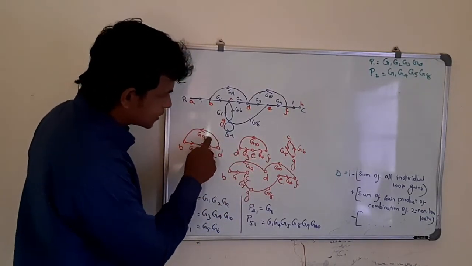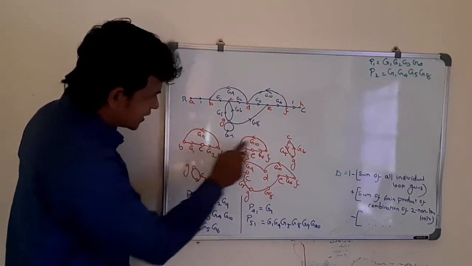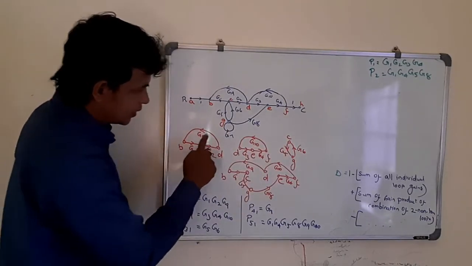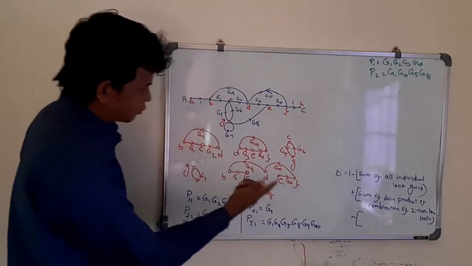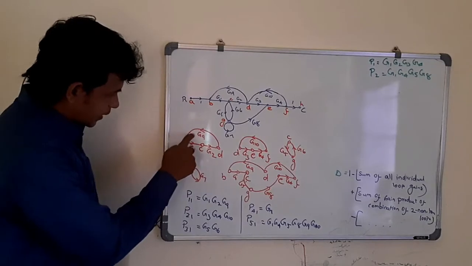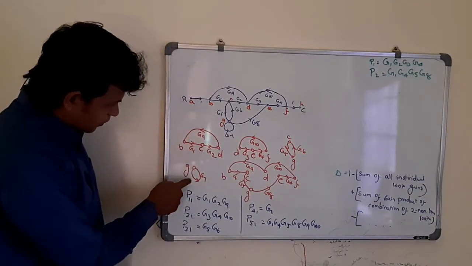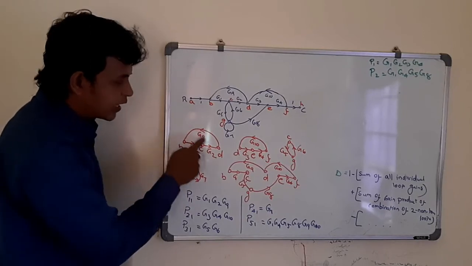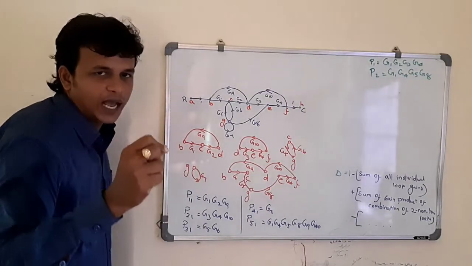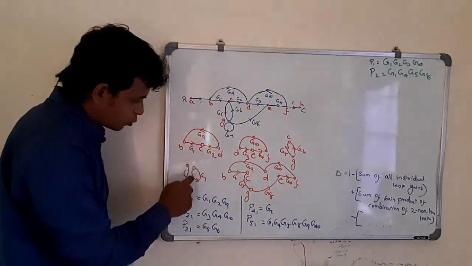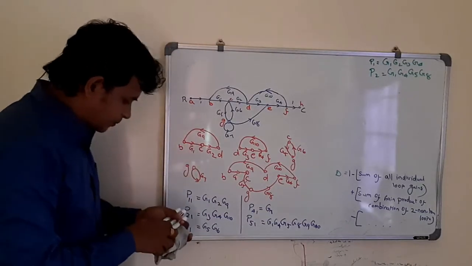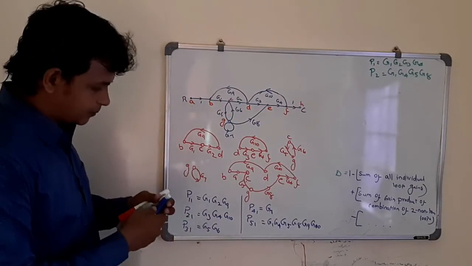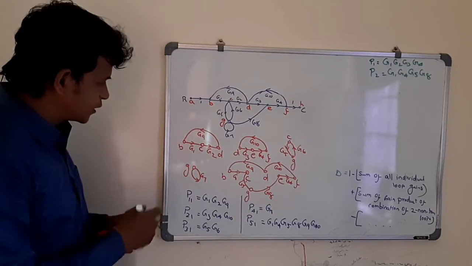Then comparing this loop and this loop, node C is common. Here we have C, here we have C. So these are also touching loops. Then comparing this loop with this loop, they are non-touching loops. They do not have any node in common. So these are two non-touching loops, and we have to find the gain product of these two non-touching loops.